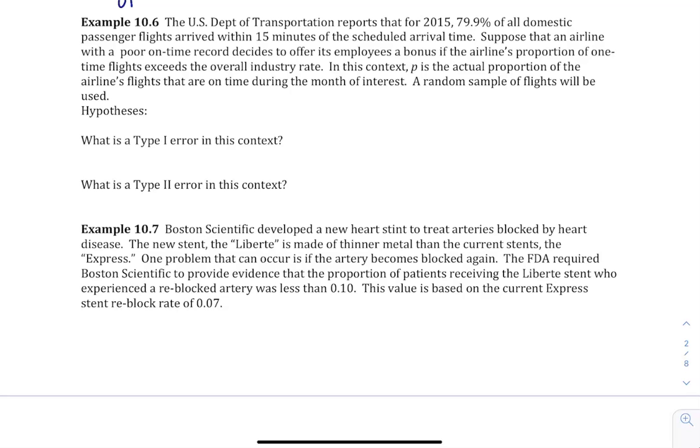You can't minimize both unless you take a larger sample. And if we can't do that, then you just have to pick one error to minimize, and then the other error ends up being increased some because of that.